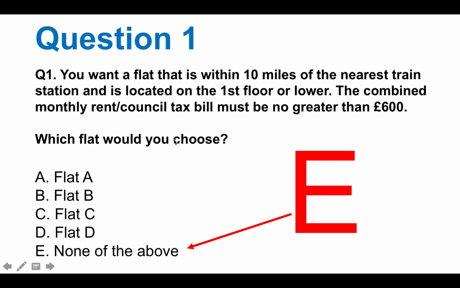Okay, so the answer to that question: you want a flat that's within 10 miles of the nearest train station, located on the first floor or lower. The combined monthly rent and council tax bill must be no greater than £600. None of them fall into that category, so it's E, none of the above.